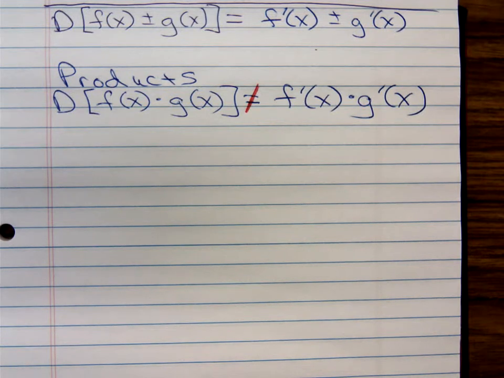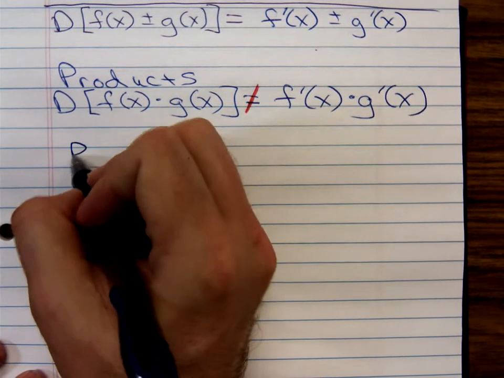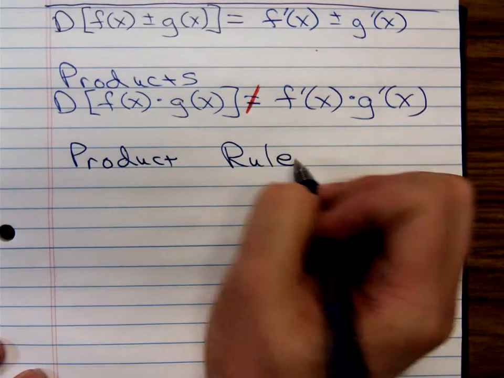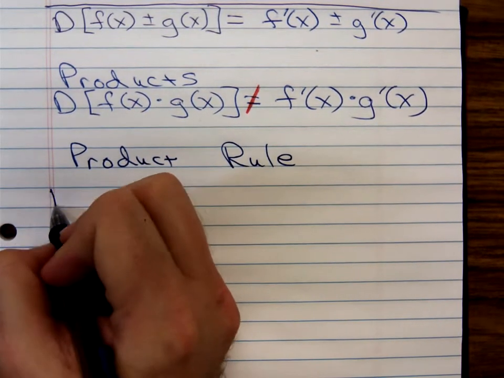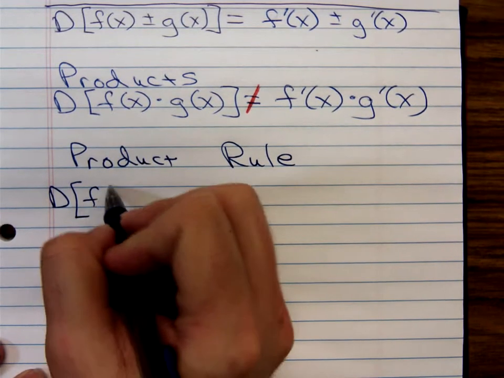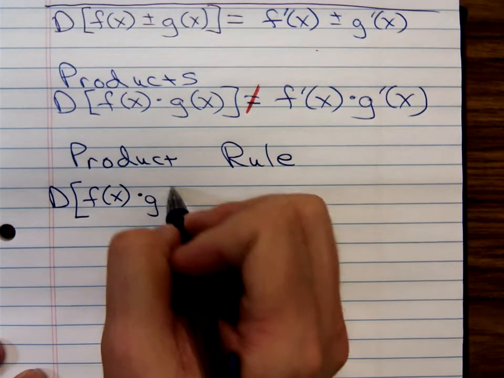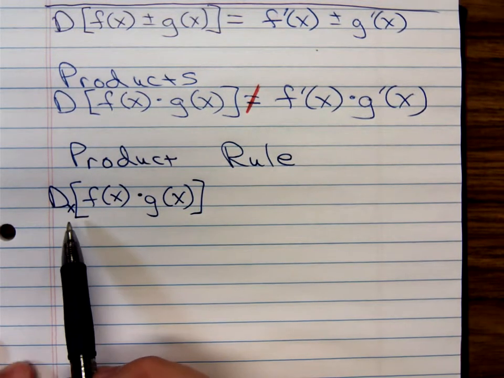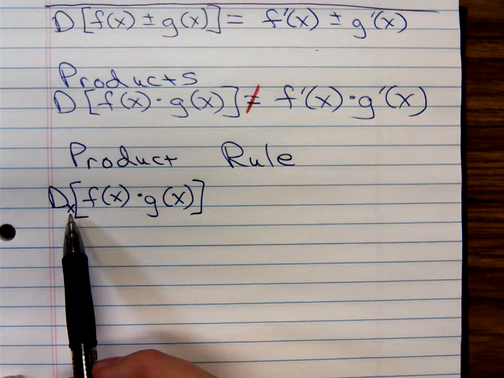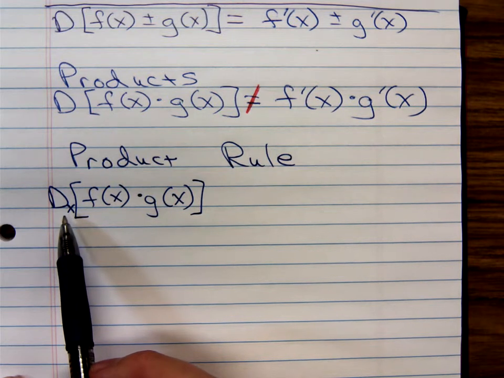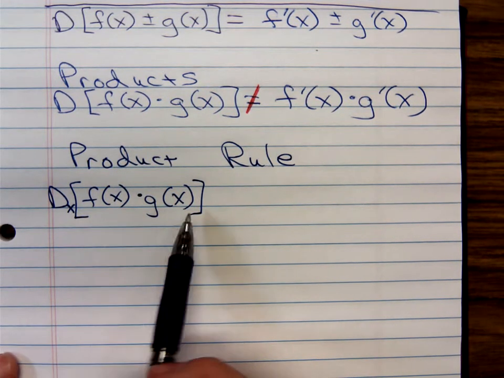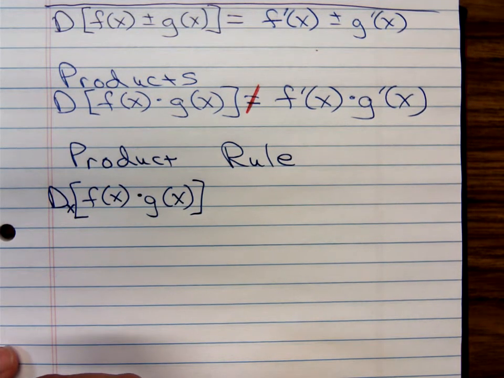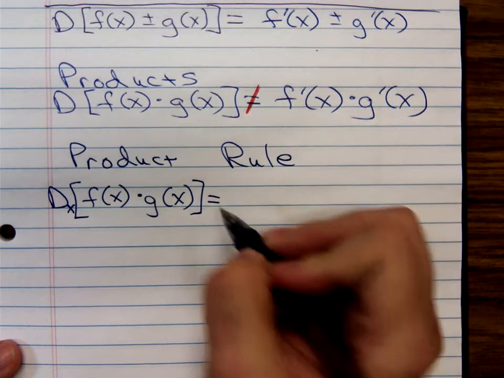The product rule. If you want to differentiate f of x times g of x in terms of x, but remember, if I don't put a little subscript right here, then whatever letter is appearing in the problem, that's the letter that you're differentiating with respect to. So here's the product rule.